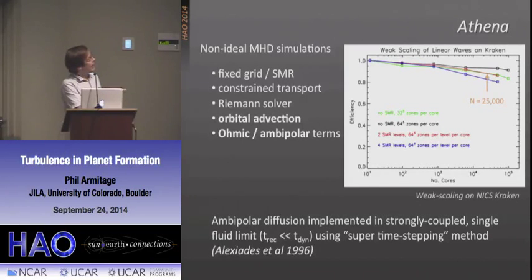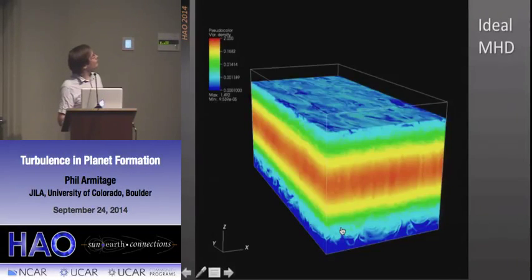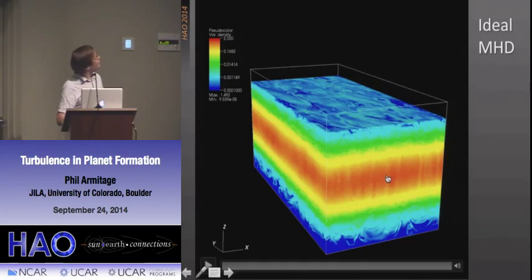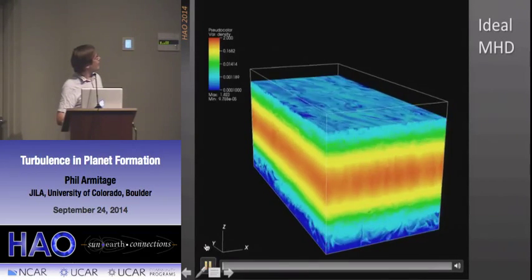This is a weak scaling test on the now retired NICS Kraken machine. We get quite good performance there out to large numbers of cores. So let me show you what that looks like. First of all, just in the ideal MHD limit, this is a density rendering here.